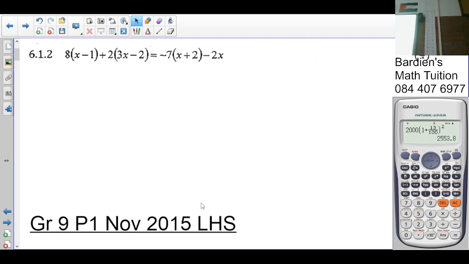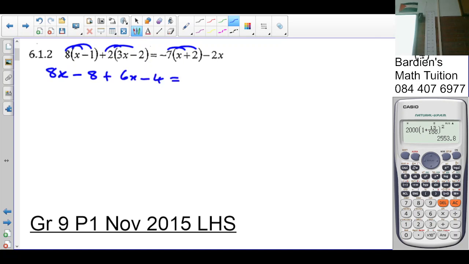Next. What do we do first? Multiply, get rid of the brackets. So what do we get? 8x minus 8 plus 6x minus 4 equals negative 7x minus 14 minus 2x. So what do I do now? Numbers on one side, x on the other side, or we can add like terms first. So 6x plus 8x is 14x, minus 12 equals negative 9x minus 4.